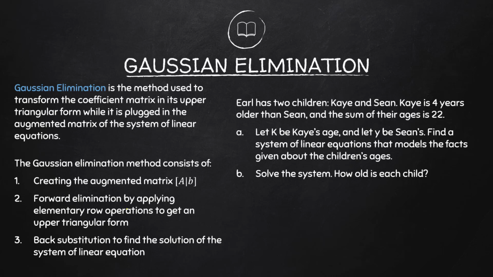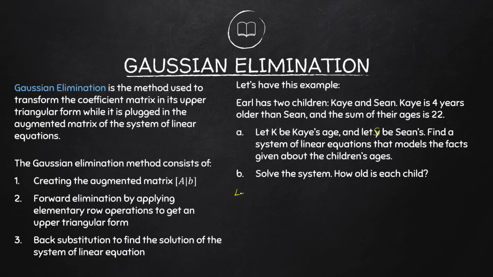So let's have this example. Earl has 2 children, Kay and Sean. Kay is 4 years older than Sean, and the sum of their ages is 22. Let K be Kay's age, and let S be Sean's age. Find a system of linear equations that models the facts given about the children's ages and solve the system. How old is each child?